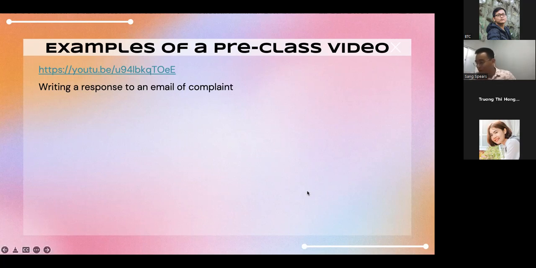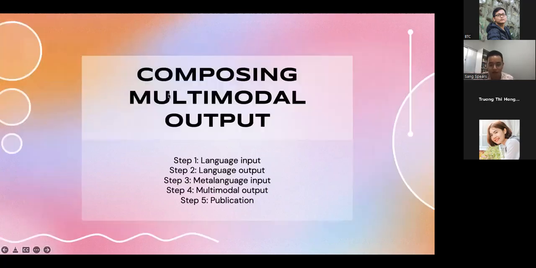All right, if no more questions are asked, let's move on to our very last section. Some of you may wonder, when I talk about designing in-class activity to activate the higher levels in Bloom's taxonomy, what should I do? Okay, so the answer could be multimodal composing.